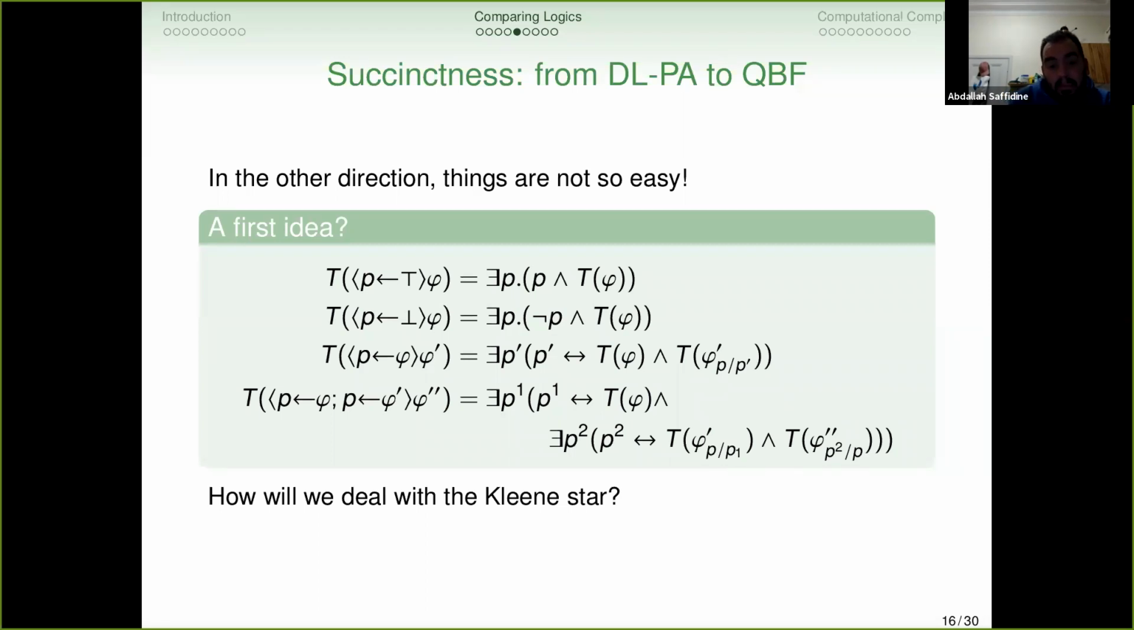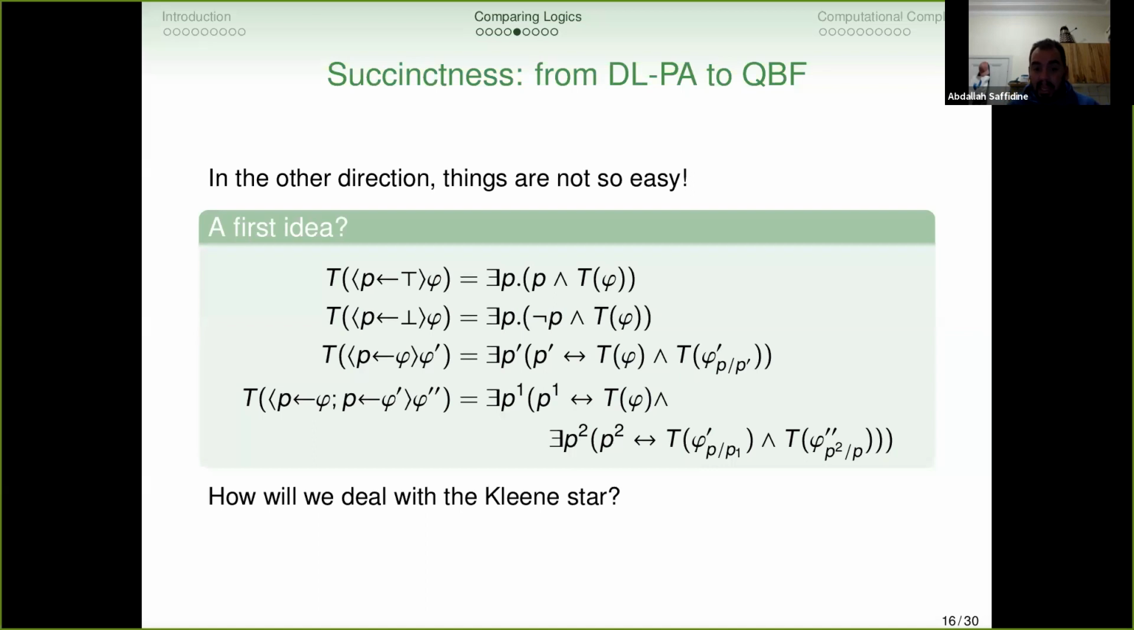A first idea is to look at these assignments and to say, okay, I want to transform, let's say, P receives top phi. I could introduce a new variable P and say P and T of phi. So now I'm forcing P to be true. And through that exists P, I forget what the previous value of P was. Similarly, if P receives bottom, I will force P to be false, and my exist quantifier will choose it appropriately and erase its previous value.